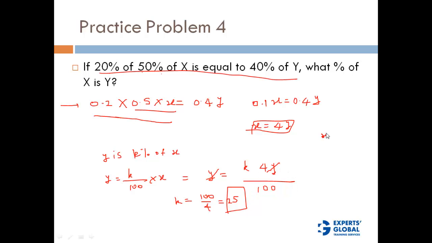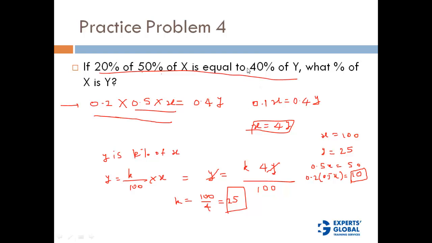Now let's take two numbers such that one number is 25% of the other number. So let's say x is equal to 100 and y is going to be 25% of x, which is 25% of 100, which is 25, right? Let's see if this holds true. 20% of 50% of x is equal to 40% of y. So what is 50% of x? 50% of x is going to be 50. What is going to be 20% of 50% of x? It is 20% of 50, which is going to be 10. So on one side we have 10.